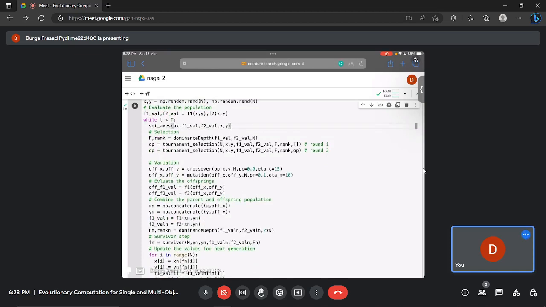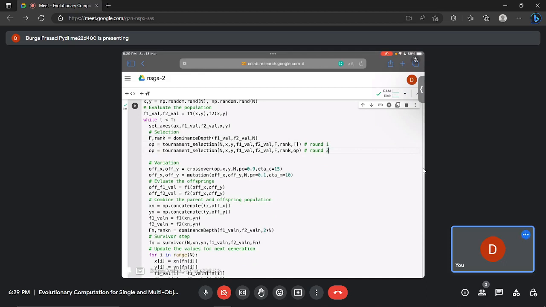The first step inside your while loop is to do the tournament selection. To perform tournament selection, we need to get all the individuals rank wise. So first we use the function dominance depth to get the dominance depth and rank of every individual in the population. Next we will perform tournament selection twice. Each tournament selection will give you 4 individuals, so I'm doing it twice to get all the 8 individuals.